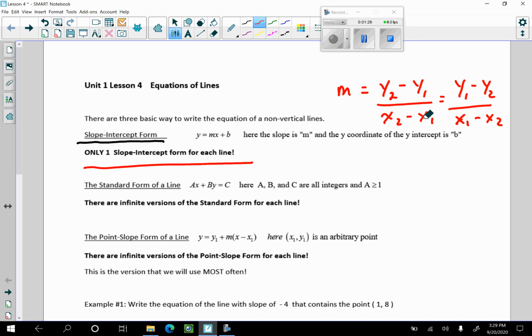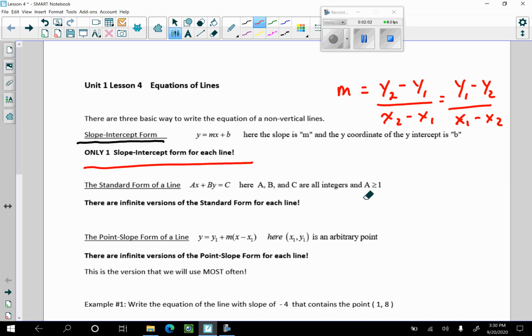And then the standard form of a line is going to be ax plus by is equal to c, where a, b, and c are all integers, and a is greater than or equal to 1. There are infinite versions of the standard form, and some textbooks, not our textbooks, require that the greatest common factor of a, b, and c be 1, but we're just going to make sure that a is greater than or equal to 1, and that a, b, and c are all integers. That's going to be our standard form of a line, the way we're going to define it in our textbook.